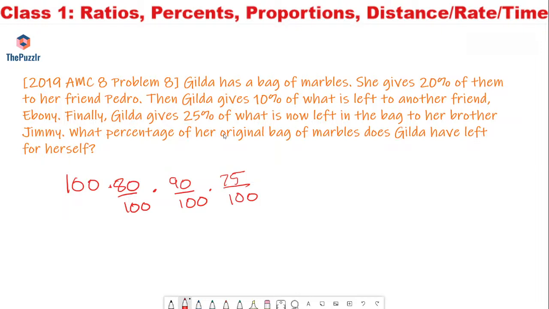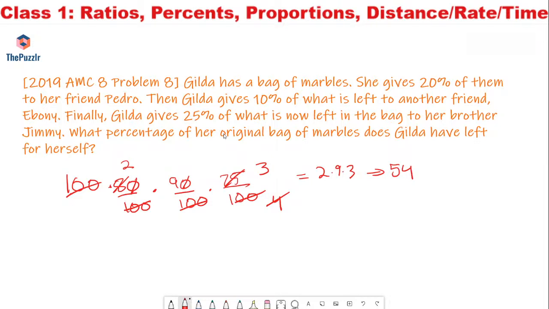Okay, what percentage of her original bag of marbles does Gilda have left for herself? A lot of canceling happens, right? This cancels out with that. These zeros cancel out here. We're left with 3 over 4 because both of them have a factor of 25. And 4 cancels out here to give us 2. Okay, so we get 2 times 9 times 3. This is equal to 18 times 3, or 6 times 9, which is 54. She has 54 marbles left out of 100. That's just 54%, right? That's how we would solve this problem.